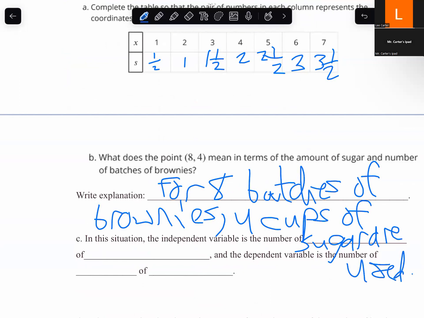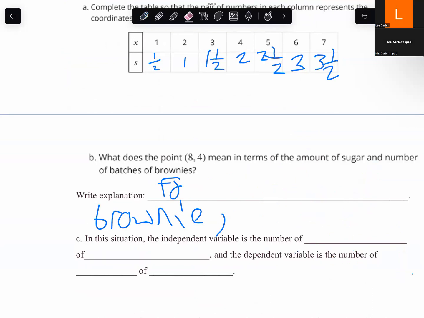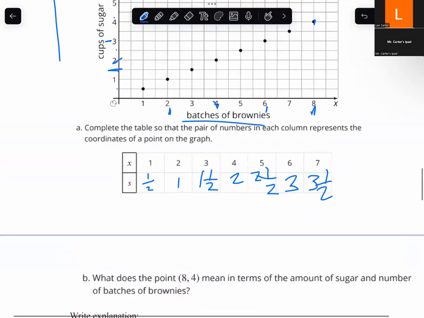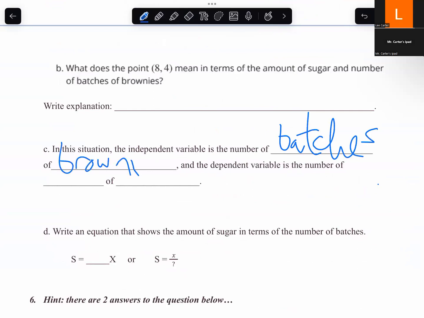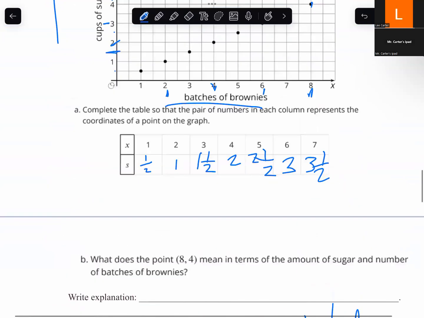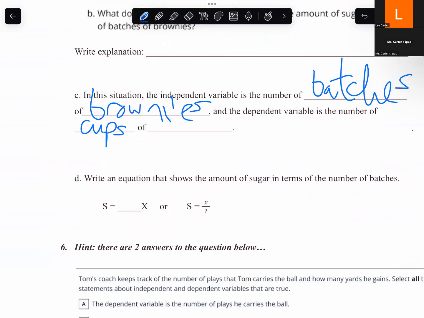Okay, so that's B. So in this situation, the independent variable is the number of what, and then the dependent variable is the number of what? Okay, so the independent variable is the number of batches of brownies, and the dependent variable, so that's the y, it's going to be the number of cups of sugar. Okay. And then write an equation that shows the amount of sugar in terms of the number of batches.